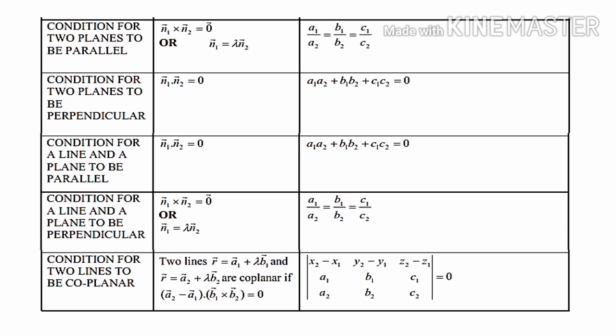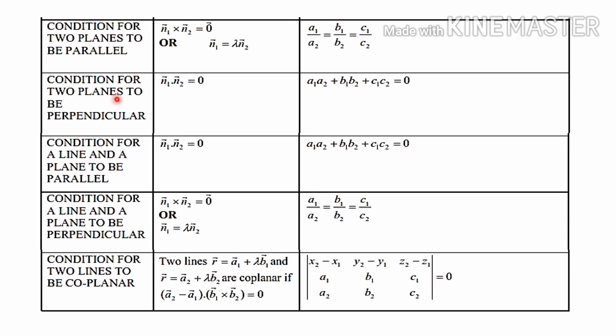In vector form, vector n1 dot vector n2 is equal to 0. In Cartesian form, a1a2 plus b1b2 plus c1c2 is equal to 0. Next, condition for a line and a plane to be parallel. Vector n1 dot vector n2 is equal to 0, and a1a2 plus b1b2 plus c1c2 is equal to 0. This is for Cartesian form.